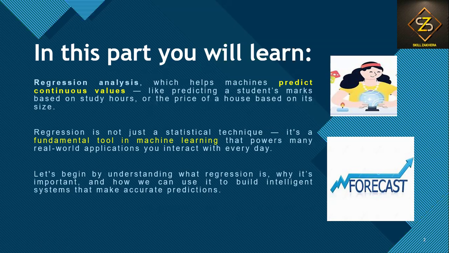Okay, so regression analysis helps machine learning predict continuous values like predicting student marks, number of hours, price. So in most forecasting and prediction analysis, the regression model is one of the most common and basic models that is used to make accurate predictions and forecasts.